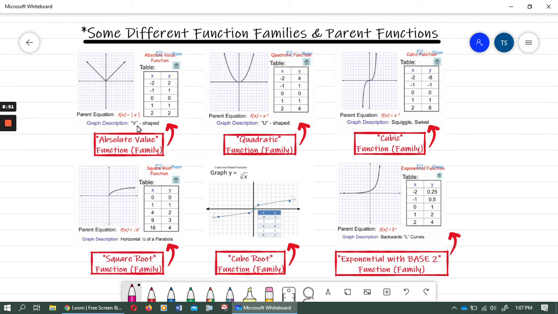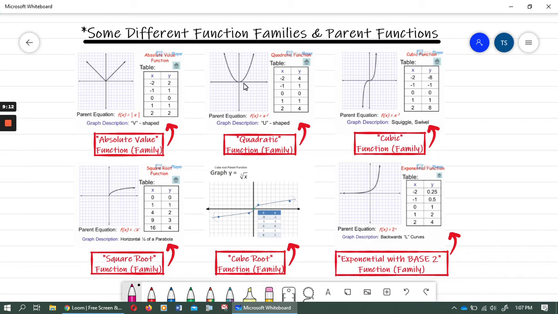All right, anyway, that's the absolute value function family. Next up on deck, y'all, we got the quadratic function family. Yeah! Okay, enough cheering.